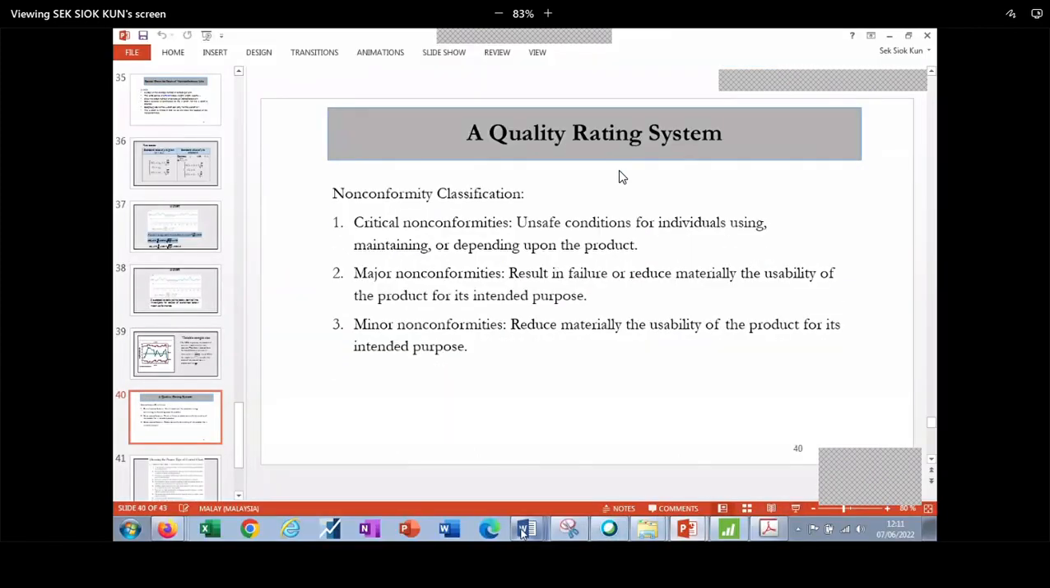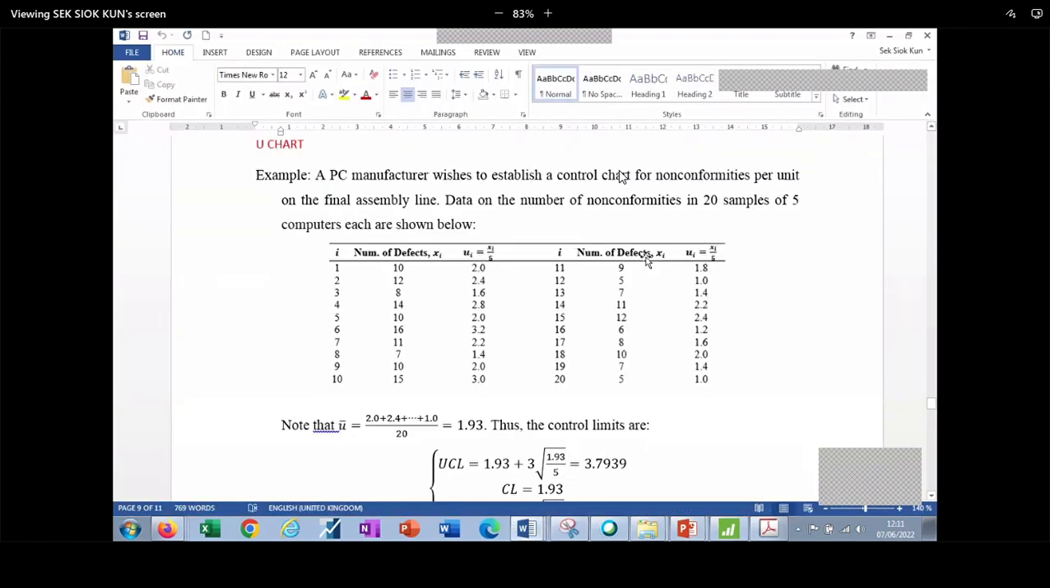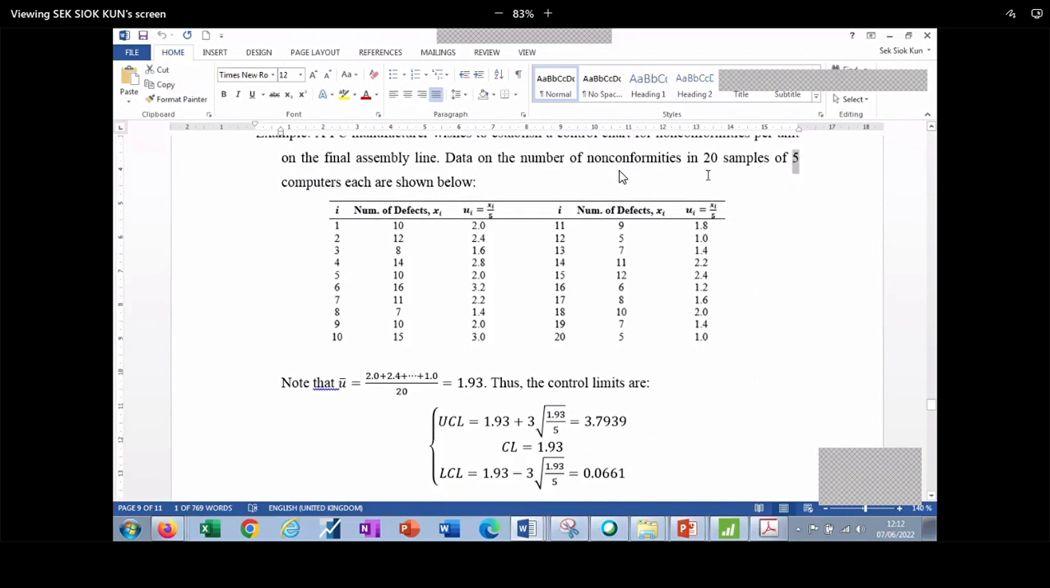We will go through the example. In this example, we have a PC manufacturer which wishes to establish a control chart for non-conformities per unit. On the final assembly line, data on the number of non-conformities in 20 samples of 5 computers each are shown below. So this is a constant size, n equal to 5, and we have 20 subgroups of samples.